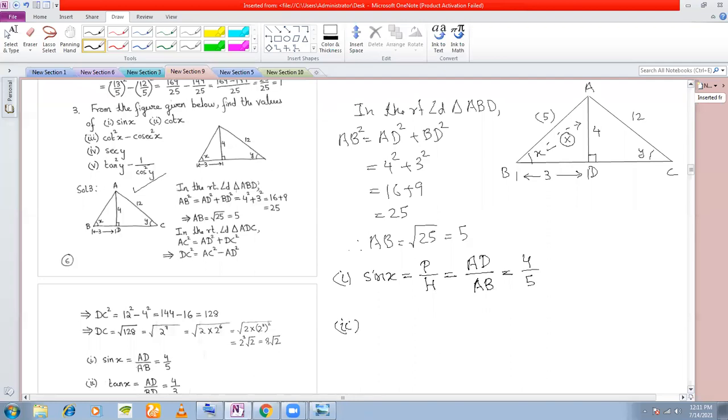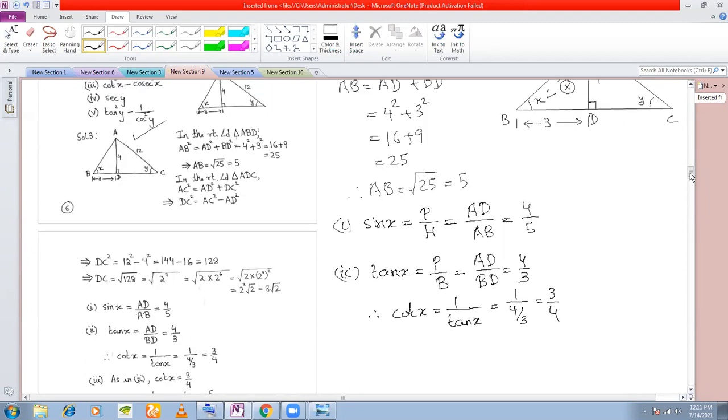Next question is find out cot x. Now how to find out cot x? In order to find out cot x, you need tan x, right? So first find out tan x. Tan x, you know, is perpendicular by base. Perpendicular here is AD and base here is BD, which is equal to 4 by 3. So therefore, what is cot x? Cot x is 1 by tan x, which is equal to 1 by 4 by 3, which is equal to 3 by 4. So cot x we have also found out.